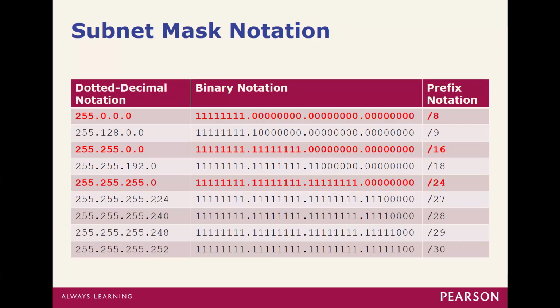Our subnet notation could be in dotted decimal, in binary, or in prefix or CIDR or slash notation. This is just how many of the 32 bits will be ones. Here we have 8 bits of ones, /8. You'll notice they're always continuous ones. There'll never be a 0 and then a 1. They'll always be all ones until there are zeros.